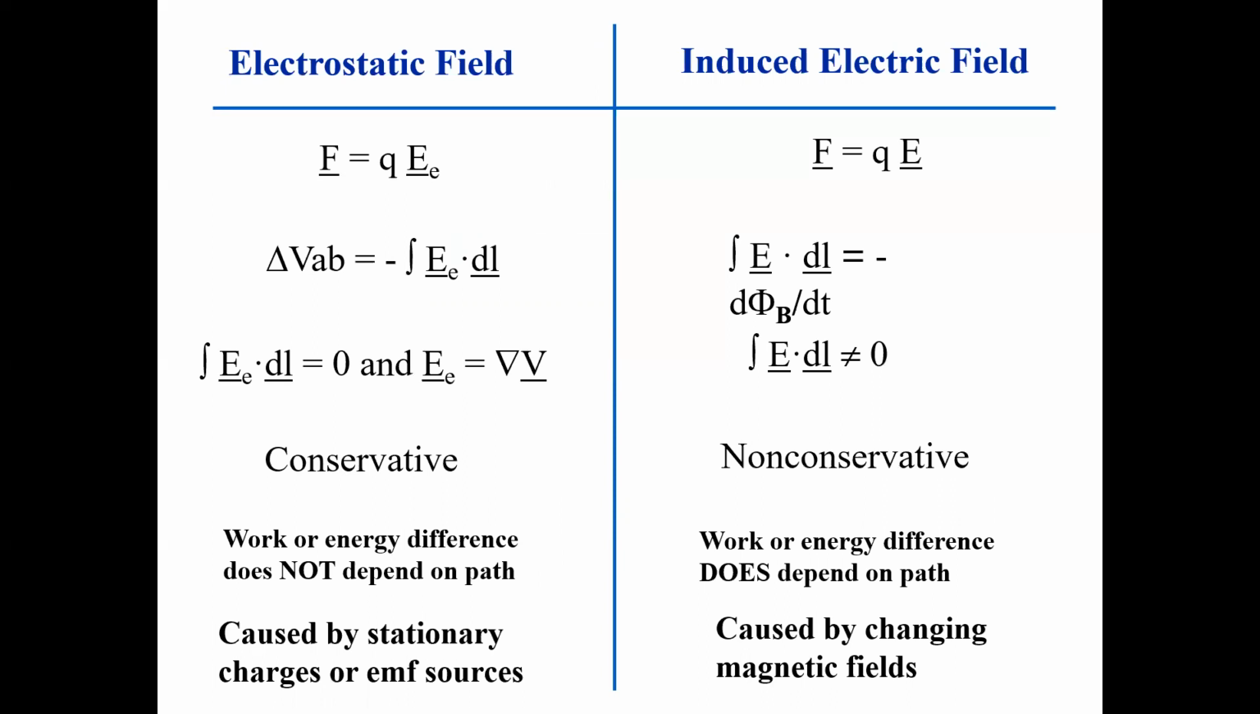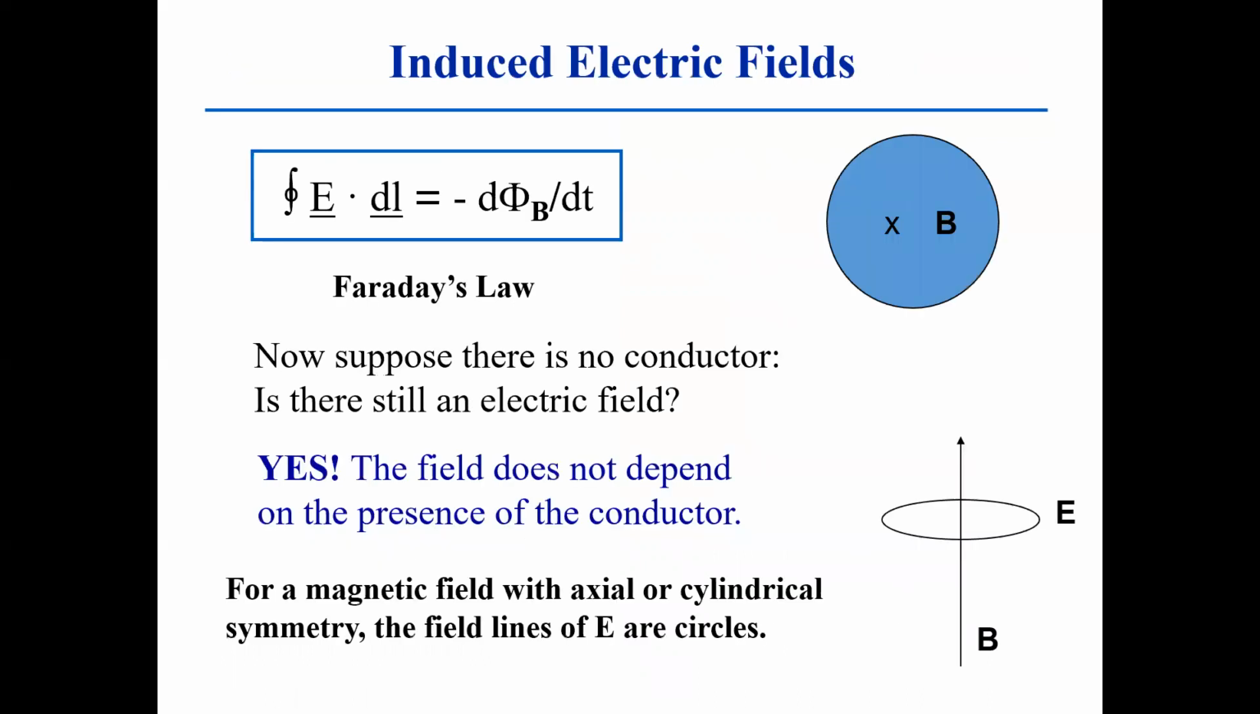The electrostatic field is conservative, while the induced electric field is not conservative. Work or energy difference does not depend on path for the electrostatic field, while the work or energy difference does depend on path for the induced electric field. This is because the induced electric field is caused by a changing magnetic field. You cannot just create it with a stationary charge or EMF sources like the electrostatic field generally.